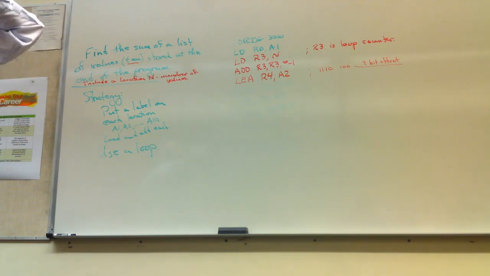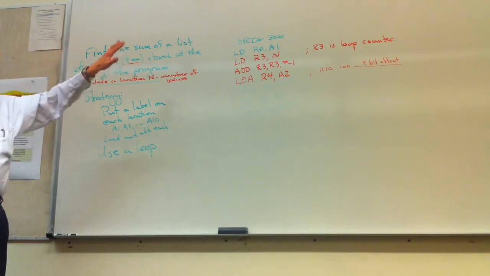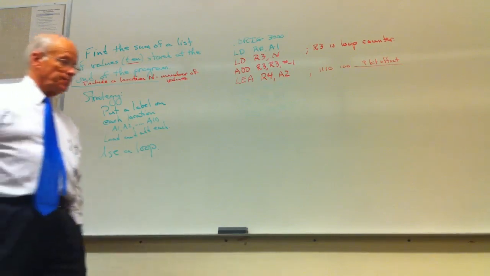Do you want to show an example on the board? Yeah, I will. Okay. Hang on to it here and we'll get an idea of what's going on. Okay, so that gets the address of A2 into register 4.